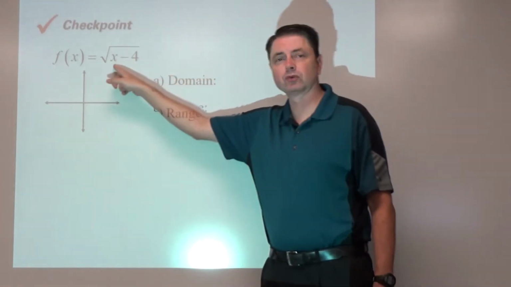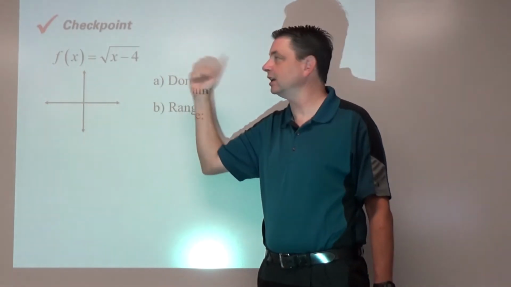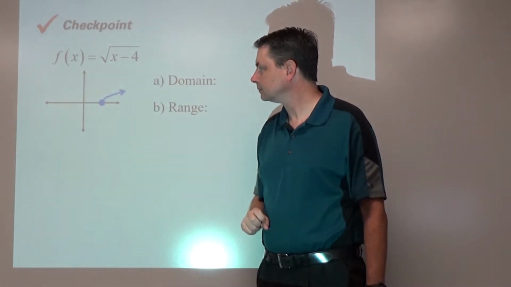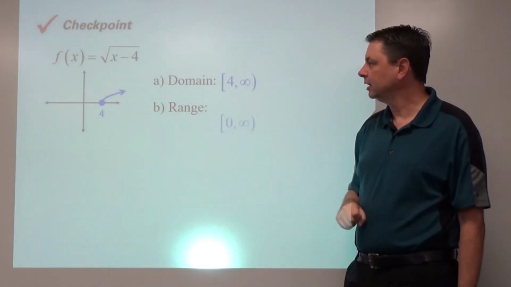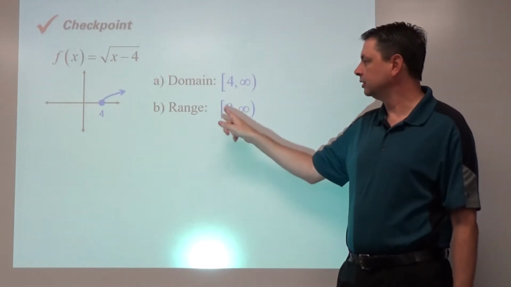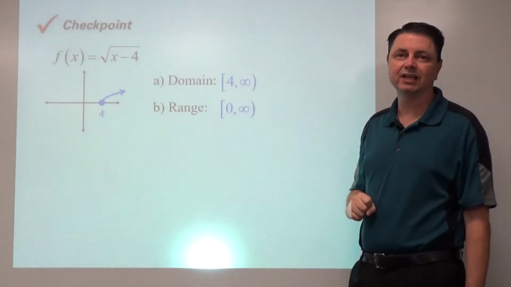We're talking about a square root function that has been translated right 4. So the domain, bracket 4 comma infinity. The range starts at 0 and goes up, 0 to infinity.